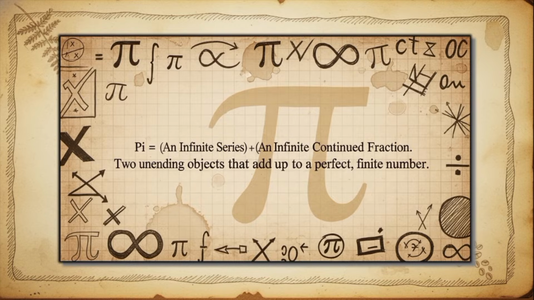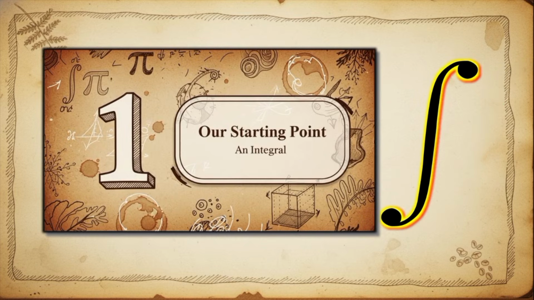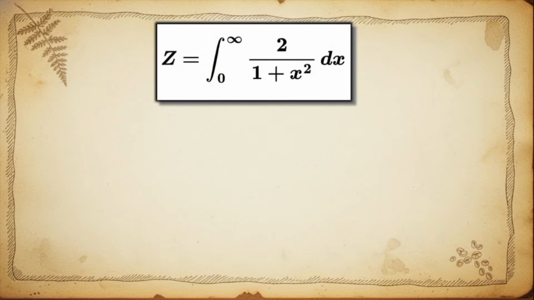So, to crack this mystery, we're not going to start with the series or the fraction. Nope. Our journey actually kicks off with something much simpler, a single, really elegant integral. Here it is. We're going to call it z for short. And this integral, this is the key. It's the key that unlocks this whole identity. It looks pretty harmless, right? But trust me, hidden inside this simple-looking expression is everything we need to build that mind-bending formula we started with.